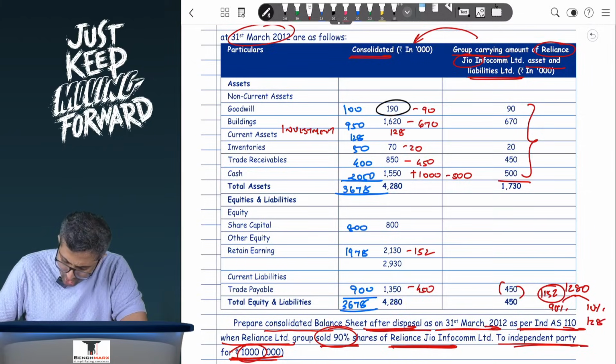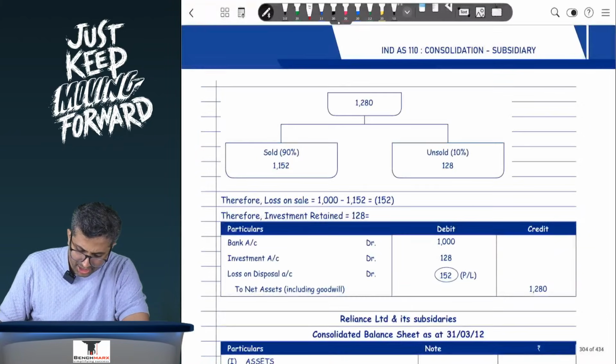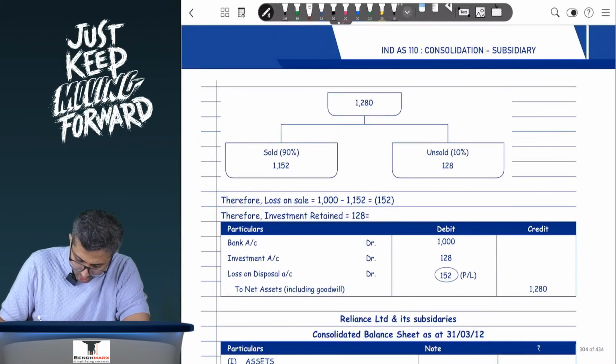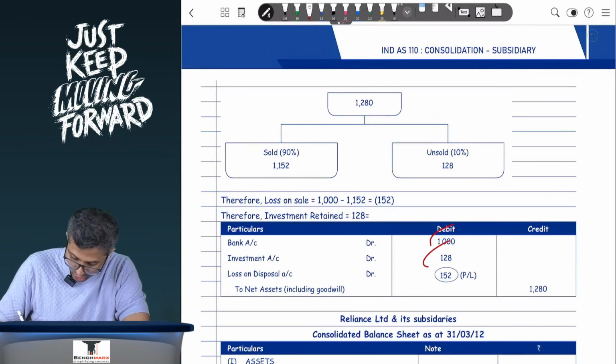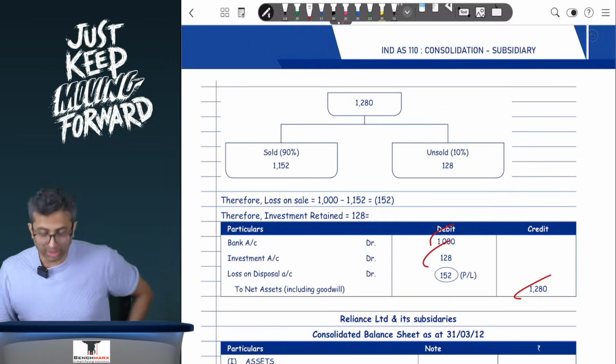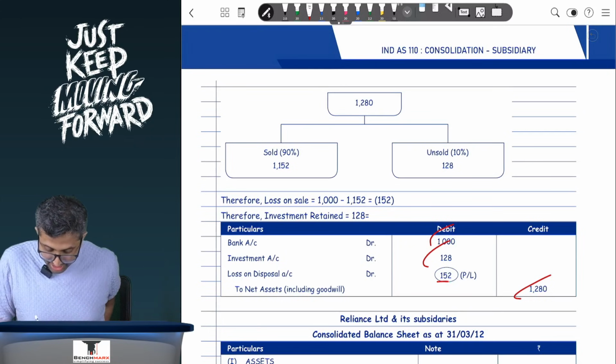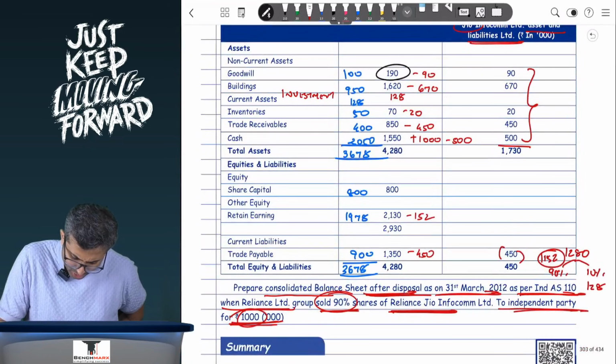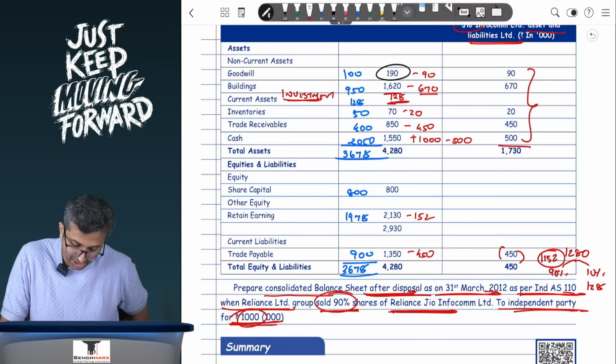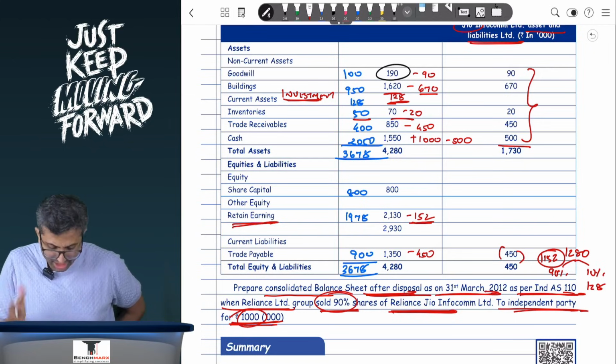So when I look at the journal entry, I would say bank account debit, I'm getting 1000, investment retained 128. Net assets, all of them I will remove, including the goodwill, 1280, and there is a balancing figure of 152 loss. What will I do? I will remove every asset. As you can see, 190 minus 90, 1620 minus 670. I'll show a separate investment at 128, remove everything. 152 will be reduced from the retained earnings. It is a loss, and that's about it.